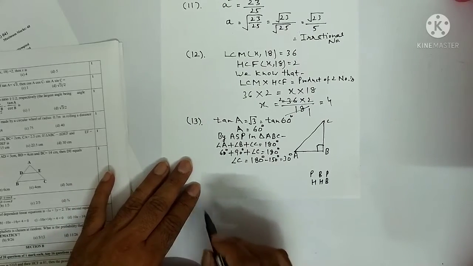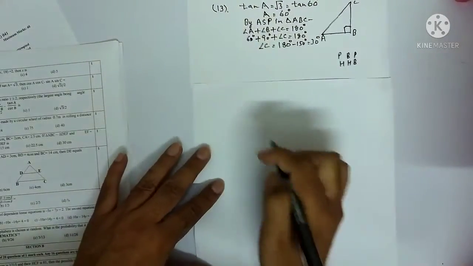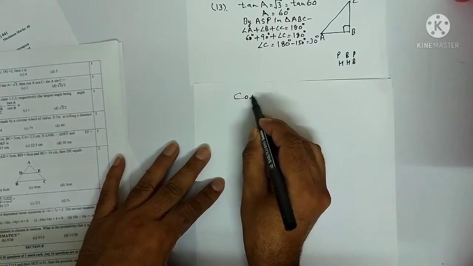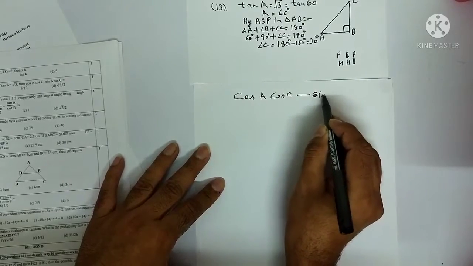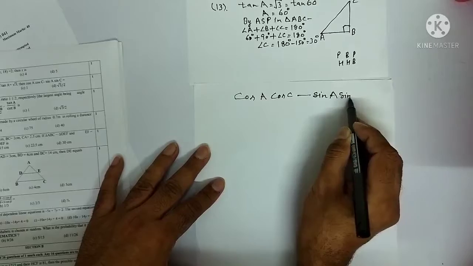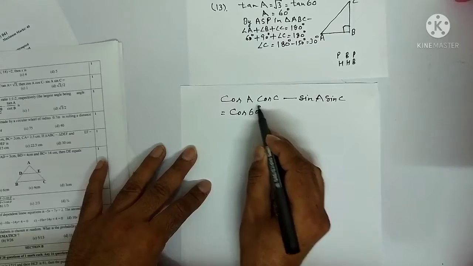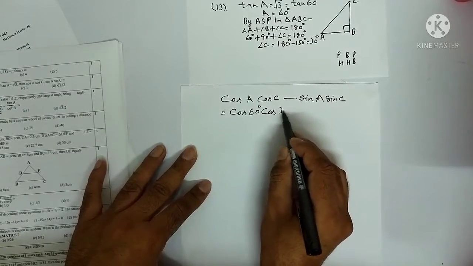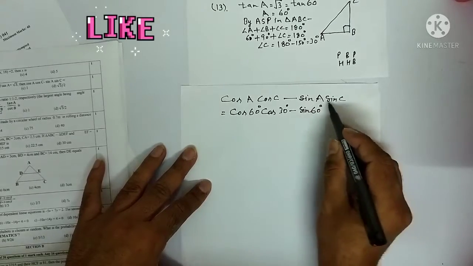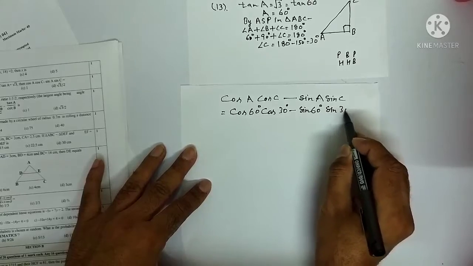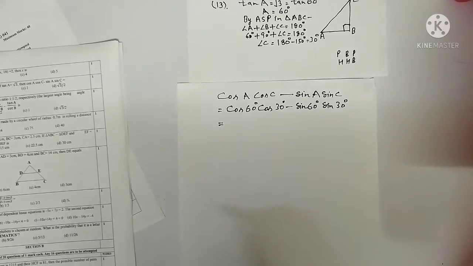Now what we need to find out is the value of cos A cos C minus sin A sin C. So cos A is cos 60 degree. Cos C, the angle you have found, is 30 degree. Minus sin A, angle you have found 60 degree, and sin C means sin 30 degree. Now you know these values. You need to substitute the values.